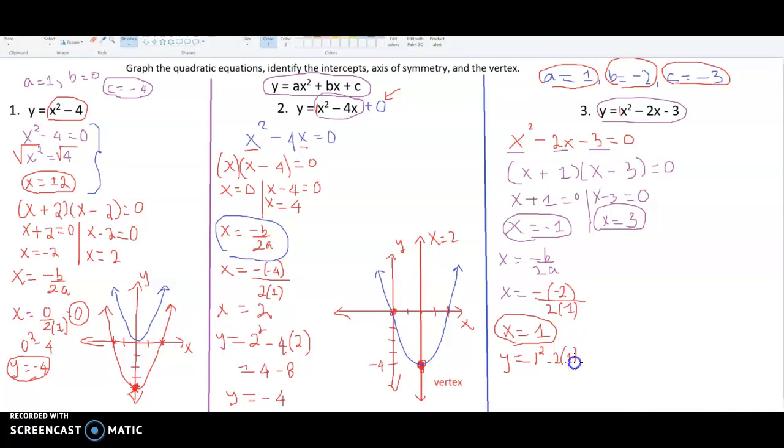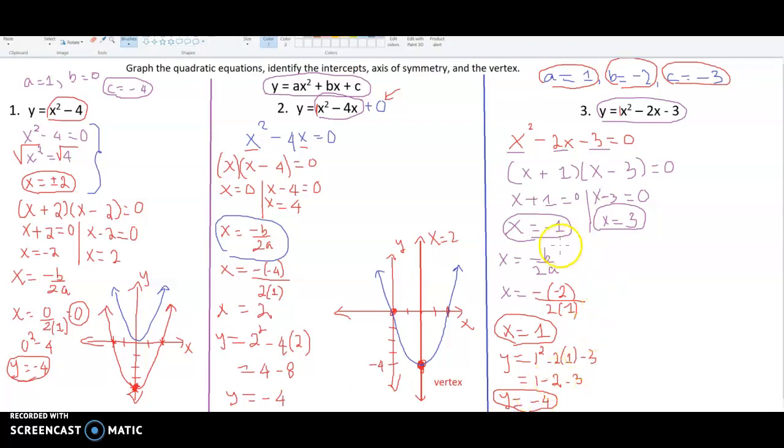Okay, minus 3. There you go. So that's going to give me 1 squared is 1, 2 times 1 is 2, and 2 minus 3. There you go. Okay, so let's simplify this. Let's evaluate this. 1 minus 2 is -1, and -1 minus 3 is -4. So when x is equal to 1, y is equal to -4.